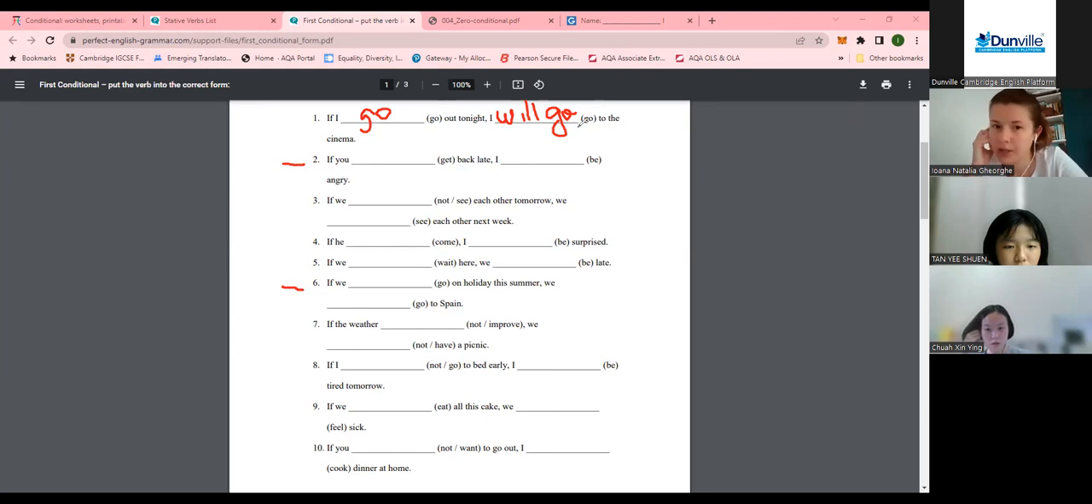Singing, what we're doing now is we're using the first conditional, so the present in the if clause and the future in the second clause, the main clause. And we are typing sentences 2 to 6 in the chat box. I've done the first one as an example. Okay.